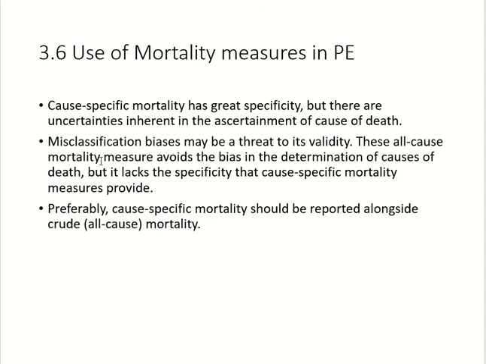These all-cause mortality measures avoid the bias in the determination of the cause of death, but they lack the specificity that cause-specific mortality measures provide. So when you're doing a study looking at mortality in general, you are not impacted much by misclassification, because even if you misclassified someone as having died of heart disease who in fact died from something else, it doesn't matter. So it protects against misclassification, but it is not specific. So preferably, cause-specific mortality should be reported alongside the crude mortality. You should look at both in pharmacoepidemiological studies.